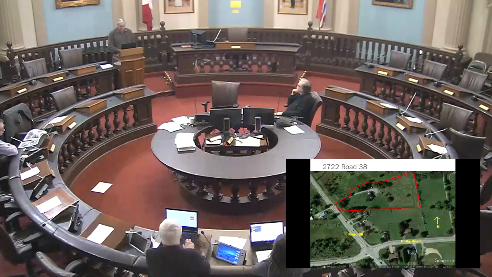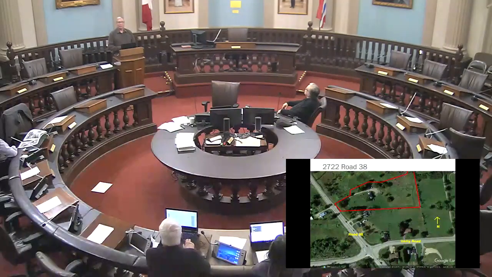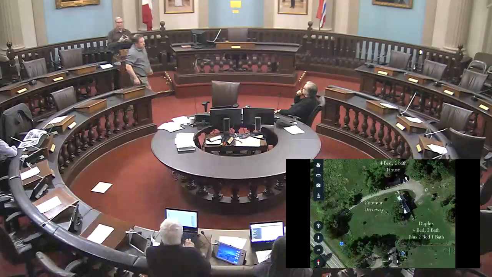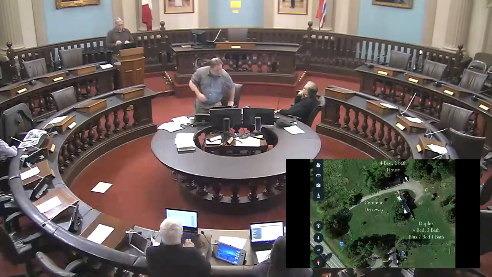However, the property location, you can see on the picture here from Google Earth, it's Highway 38, just a little bit north of Unity Road. And it's a 6-acre property, and it actually has two houses on a single property. You can see just on the north side of the driveway is, we call it the barn house because it's a hip roof house. And then on the south side is a duplex that contains a 4-bedroom, 2-bathroom unit and a 2-bedroom, 1-bathroom unit. So a 4 and a 2.